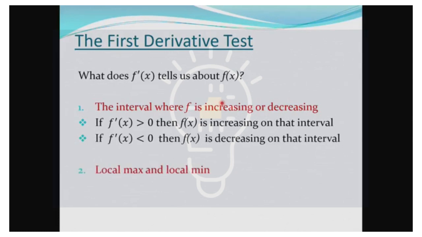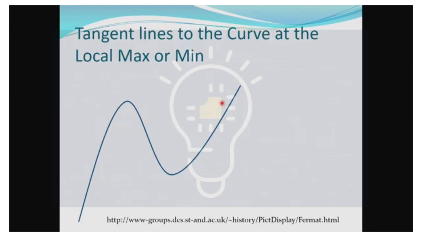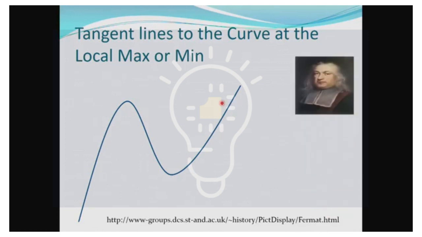Secondly, what the first derivative can tell us about the function is where we are having our local max and our local min. So we equate the derivative to 0. That would give an expression for the local max and the other one for the local min.